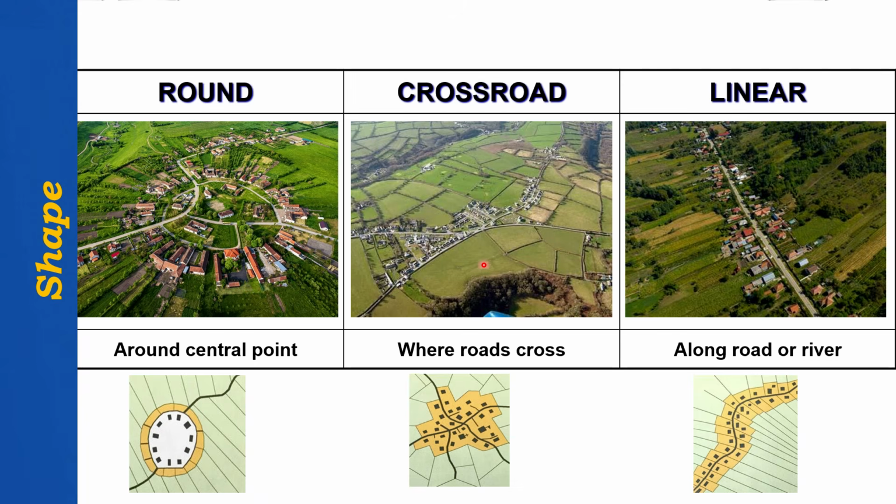Okay, we have crossroad settlements. This is where roads cross. It can be in three ways. What they are showing us here looks like a star shape. There's also a cross-shaped settlement. In crossroads, we also have a cross-shaped one. Let me draw it here on the side.